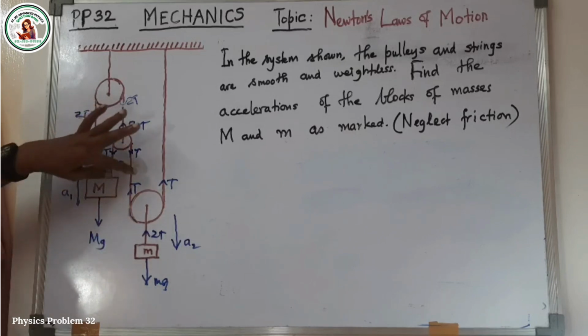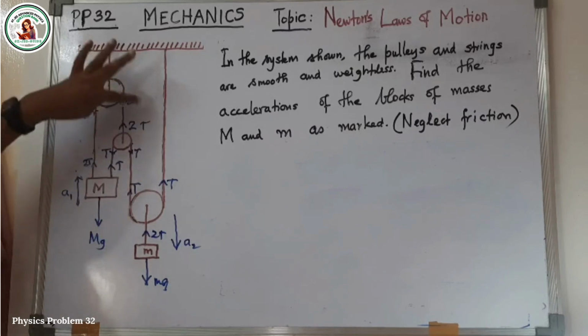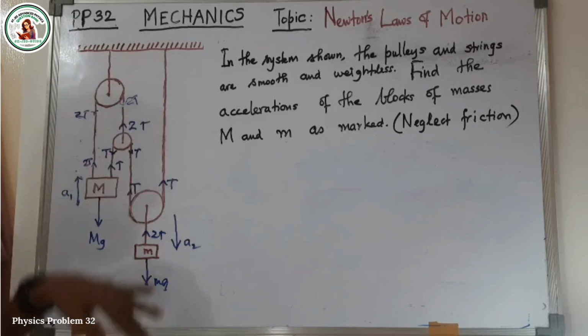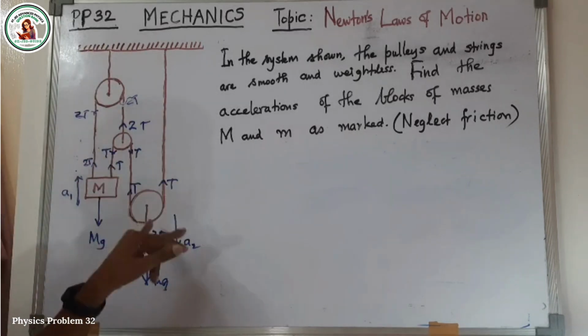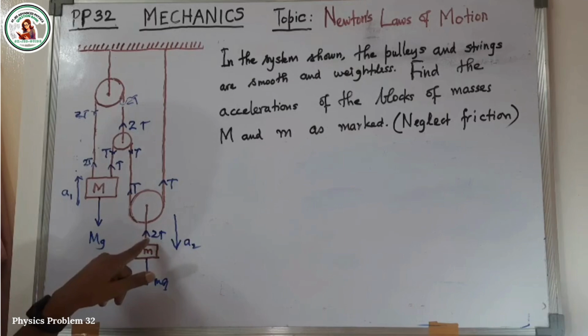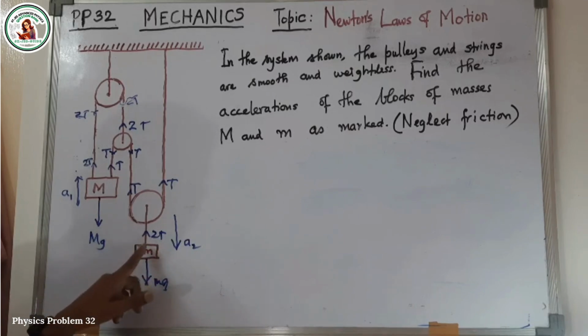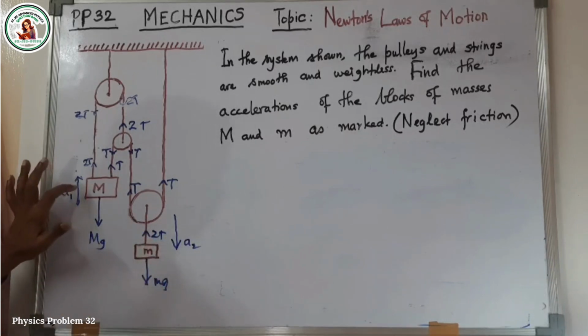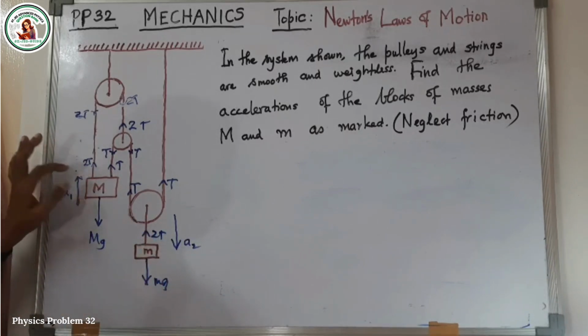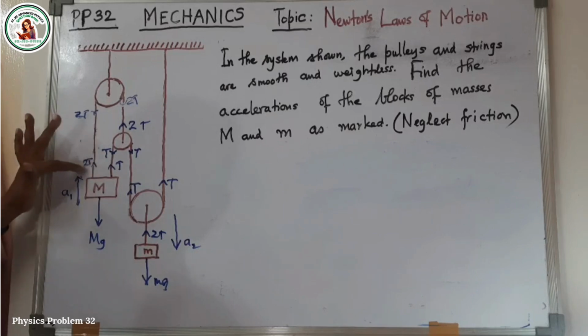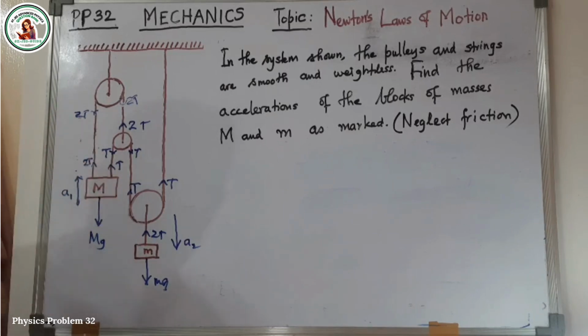Then the tension will be acting equal and opposite on either side, so up and down. So the tension on this small m also will be 2T up. So the two forces are mg down and 2T up on the small m. On the capital M, total force upward is 3T and downward force is Mg.